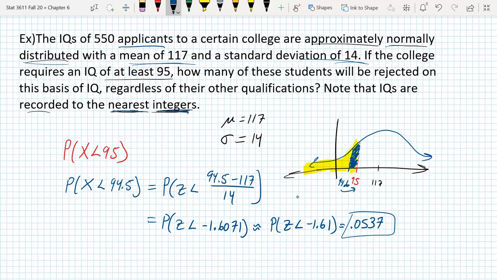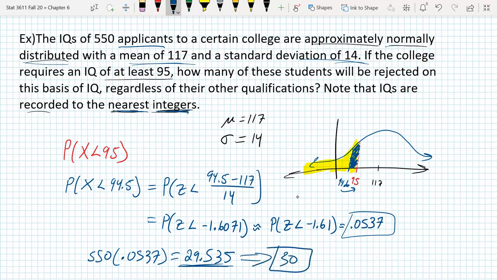So how many applicants are we going to reject? We can take our total number of applicants, which is 550, times the probability that we would reject an applicant according to this distribution. So 550 times 0.0537 is 29.535. That's a pretty close cutoff in rounding to 30 as opposed to 29. So we actually would be rejecting 30 applicants.